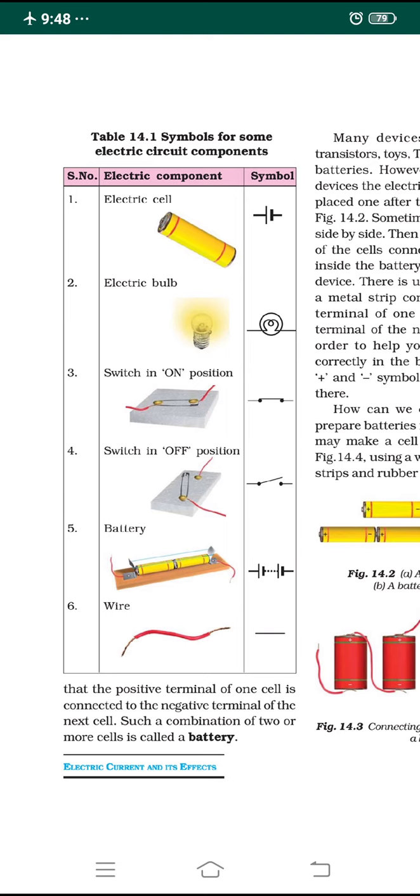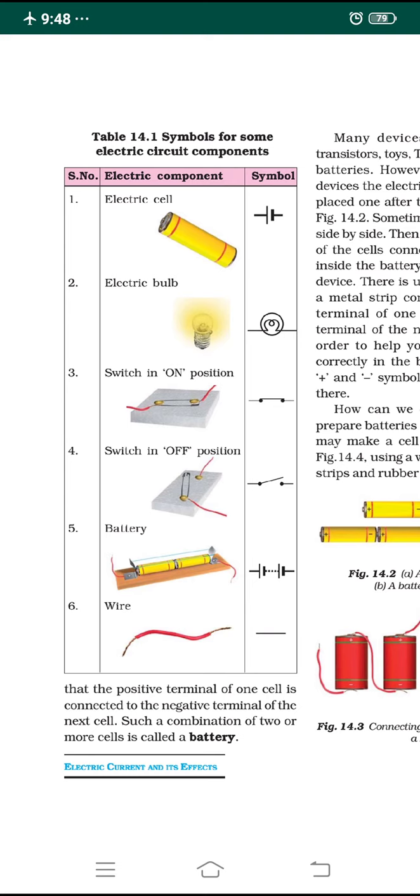Next, the switch in on position. Here there are two dots and they are connected by a wire, that is on position. And the switch in off position is represented like this: the two points are there, but the wire is not connected to both points, one is away from the other point. That is the switch in off position.